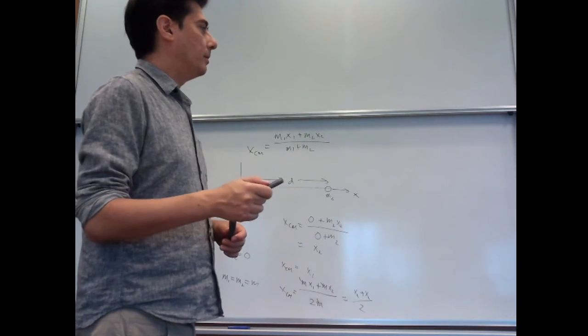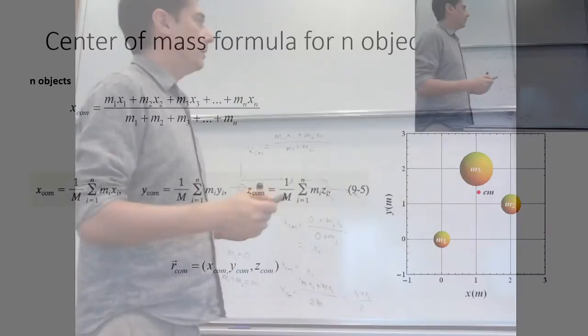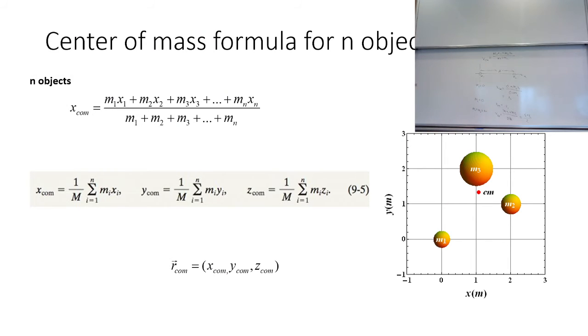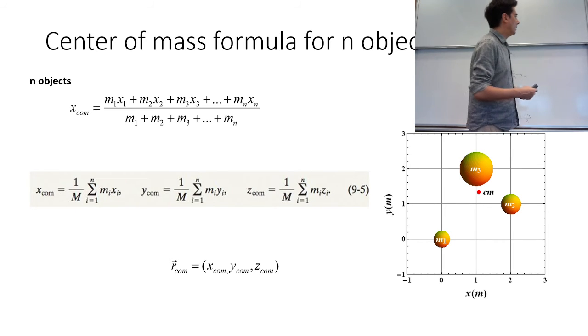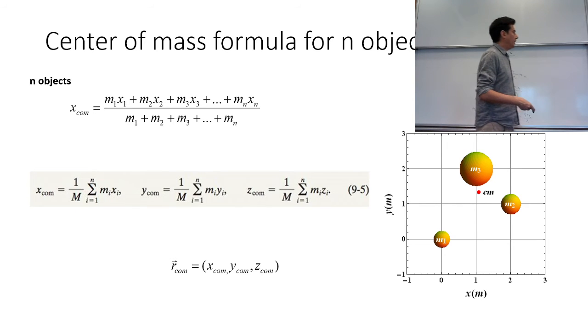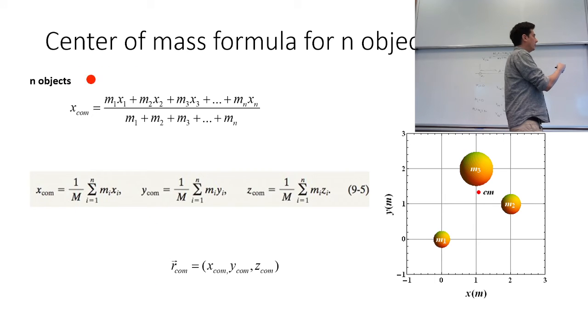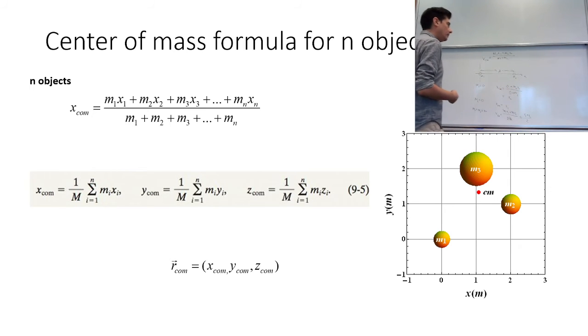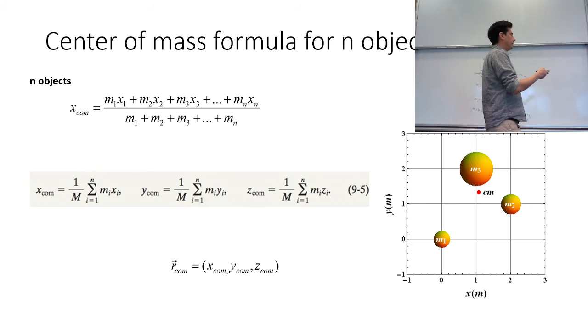Okay, so that's basically how center of mass works for two objects. Now, what if you had more objects? What if you had three objects, or n objects? Basically, it's the same thing. You weight them, keep adding all these things according to the weight, and then divide by the total mass of the whole system. So you can calculate the center of mass position here.